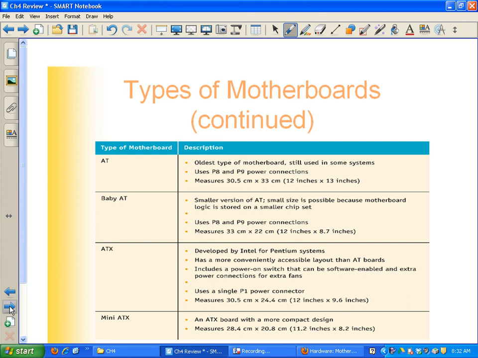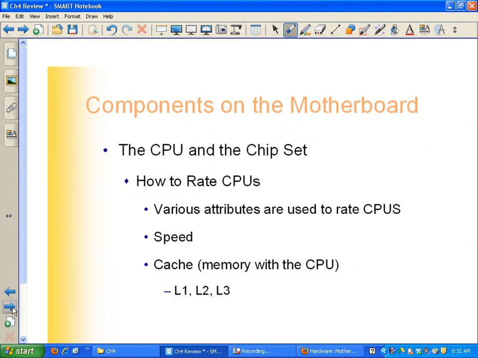Form factors, okay? Different form factors. Of the form factors, and we said this before, there's really only one that's in use. I guess mini ATX, the same thing. ATX form factor, we talked about how that describes the size and shape of components. There is no AT stuff anymore. Fortunately, I don't have a newer slide, okay?